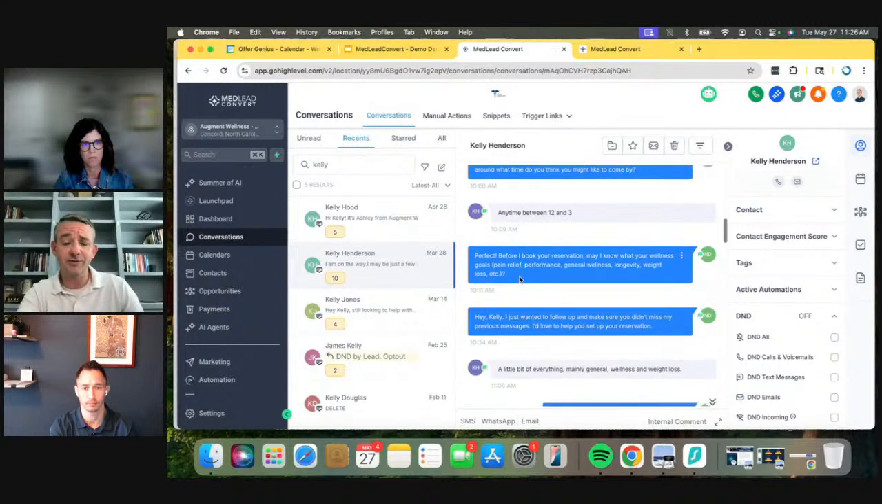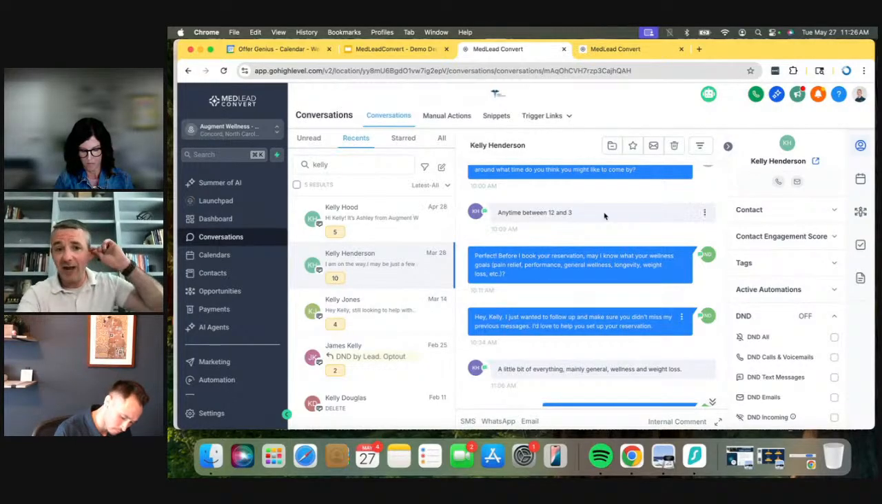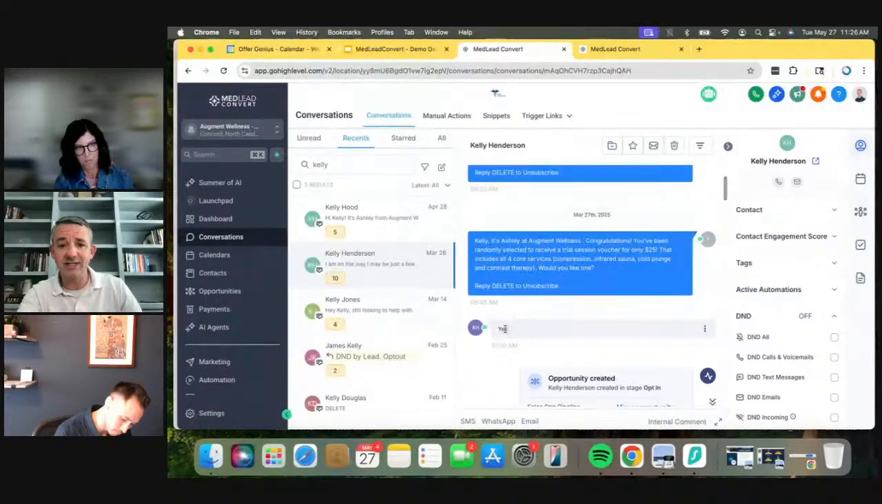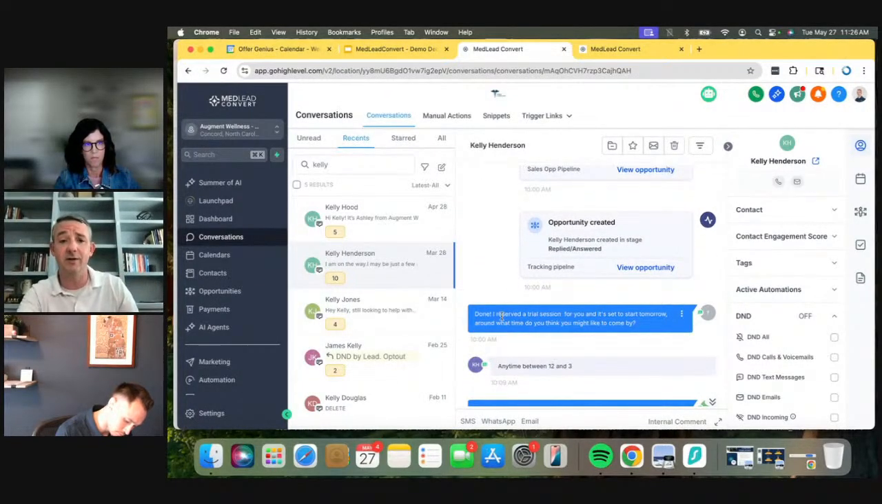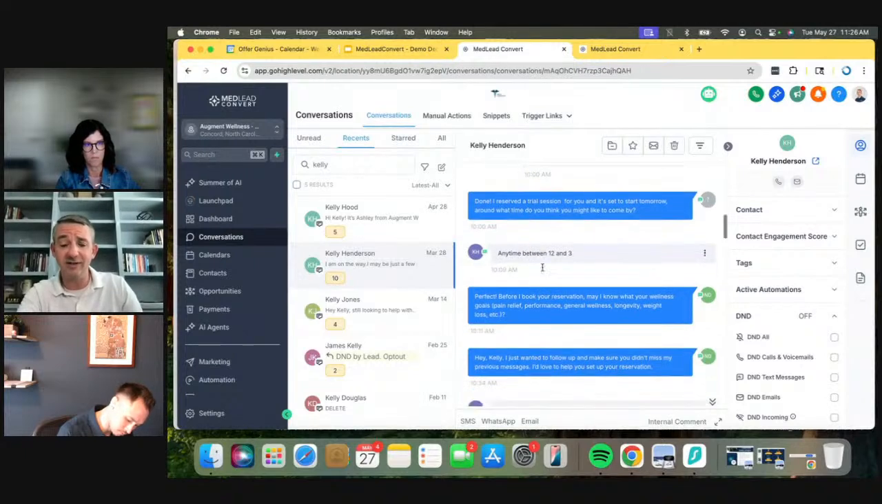Here's another little tip that's important to note. You see she came back and said anytime between 12 and 3. Perfect. Before I book your reservation, may I know what your goals are? You can see she went 20 minutes. This is why it's so important to have the actual human work in the account. And if you had a booking link, after she said this first yes, we probably could have just sent her a booking link. She may have even signed up through the booking link, but she would not have shown for her appointment.